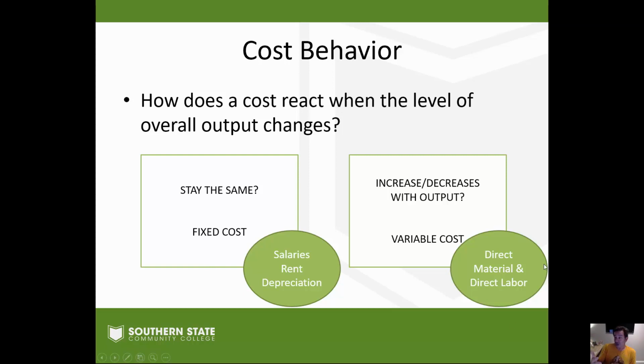Does that cost increase or decrease with output? If we make more, do costs go up in total? If we make less, do costs go down in total? Then it's variable. Direct material and direct labor are two perfect examples of a variable cost.